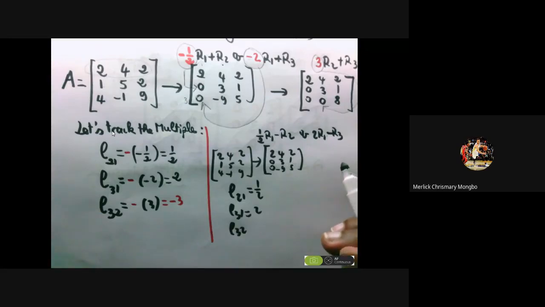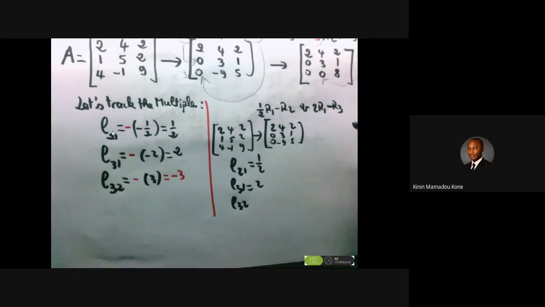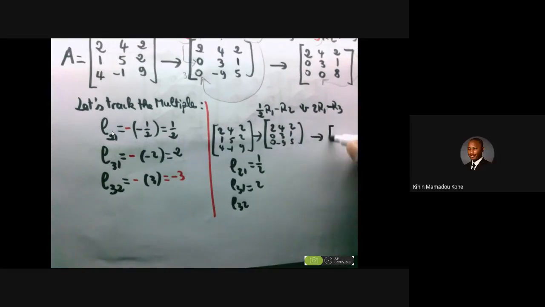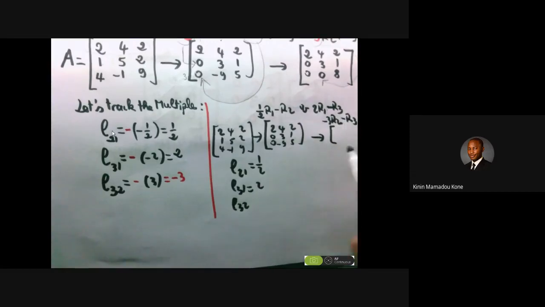Okay. So for example, if I was continuing with this one, I would have done -3 row 2 minus row 1, row 3, negative row 3, so -9 minus row 3, and I have here -3.